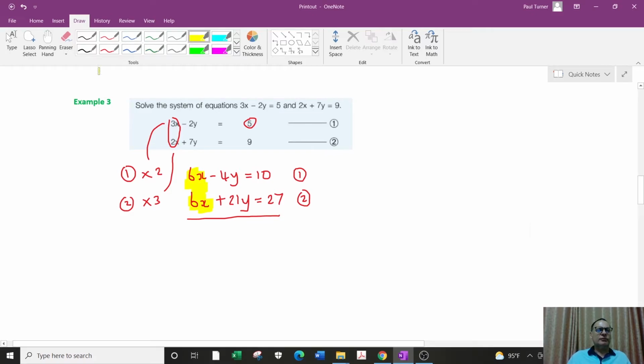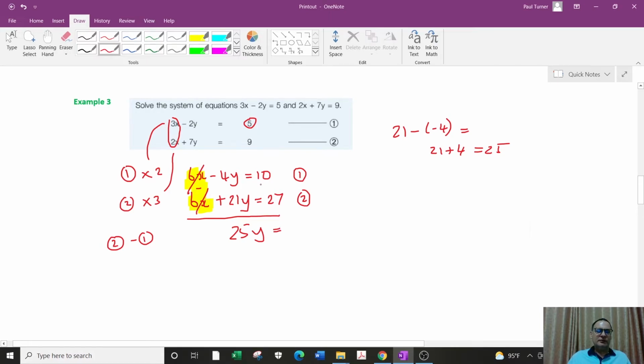So now I see I've got 6x, 6x here, which means we can eliminate that 6x. So what I'm going to do, I'm going to go 2 minus 1. So equation 2 minus equation 1. So 6x minus 6x is 0. That's gone. 21 minus negative 4. So 21 minus negative 4 will be 21 plus 4, which is 25. So this is going to be 25y.